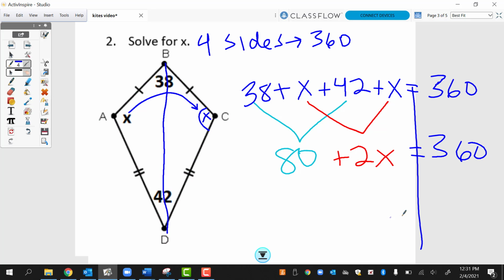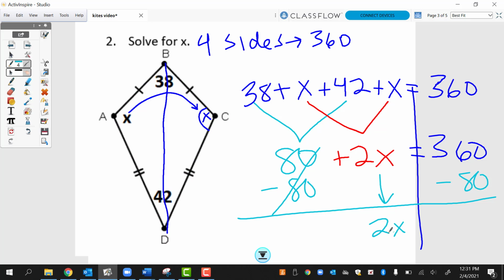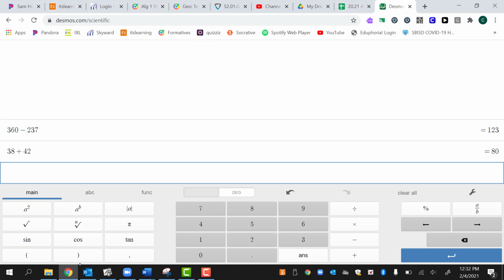Okay, next step, I got to get that 80 to the other side. So how do I do that? Well, I'm going to minus the 80 to the other side. Okay, 2X is going to drop down. 360 minus 80, we're going to type in 360 minus 80 is 280.